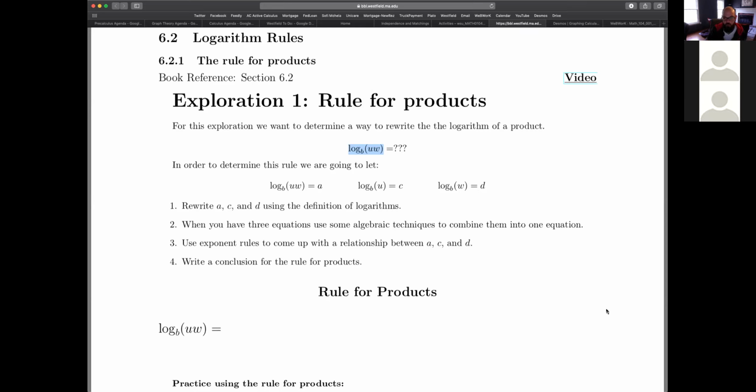Okay, so if you have this up, we're going to walk through these four steps together, right? And so I'll try to make this as interactive as possible and see if we can come up with an identity. So what do I do if I have the logarithm of a product? How can I break that up? And what does that mean for us?